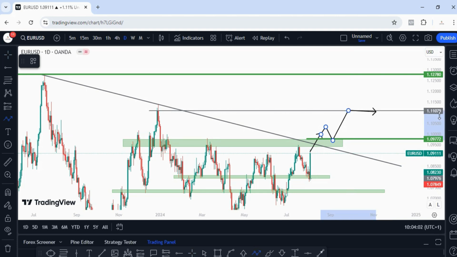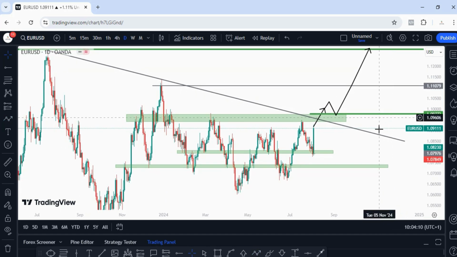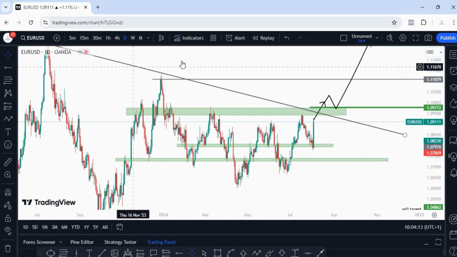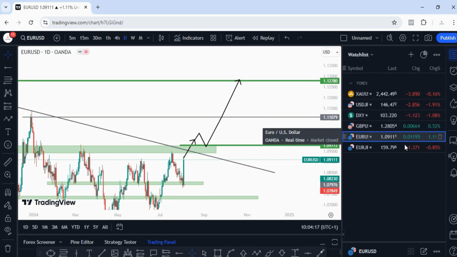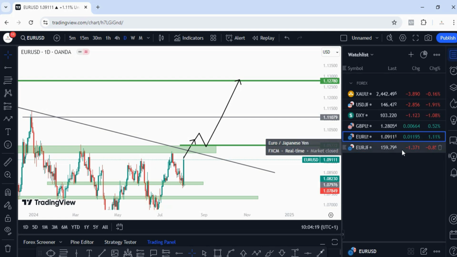Which is 1.11079. And then if price takes that out, our overall target for now will be 1.12780. For now, I don't have any bearish scenario on Euro USD thanks to what DXY is doing. DXY is super bearish now, so I am more bullish on Euro USD.